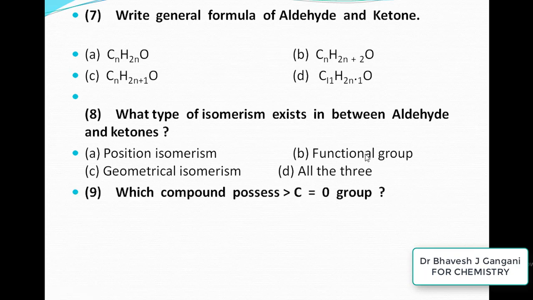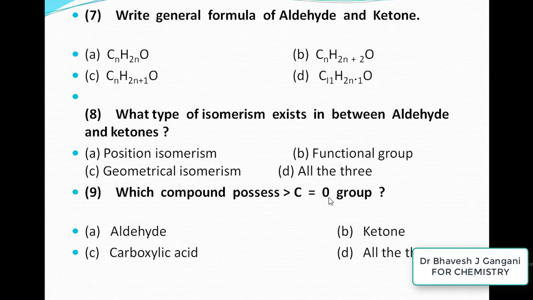Now question number 9. Which compound possesses a carbonyl group? C double bond O is known as a carbonyl group, and options are given here. You know that aldehyde, ketone, and carboxylic acid all have a carbonyl group. So the answer will be D, all the three given.